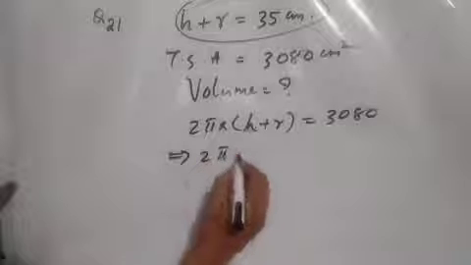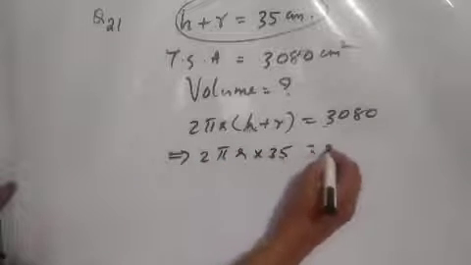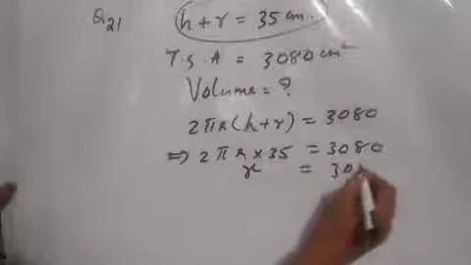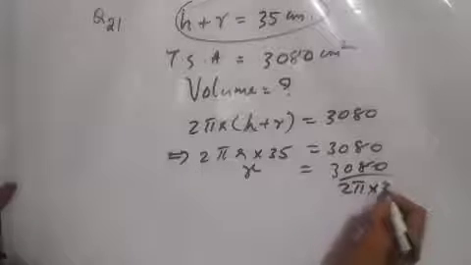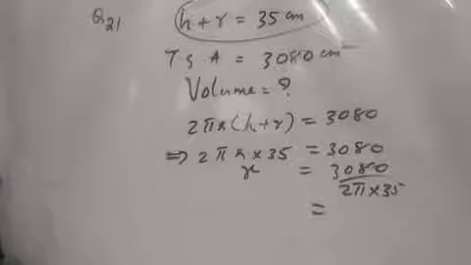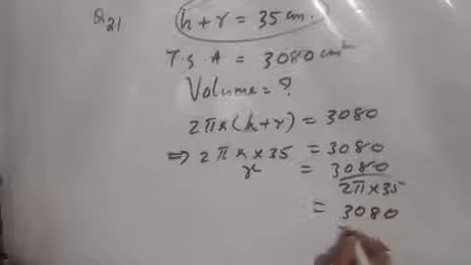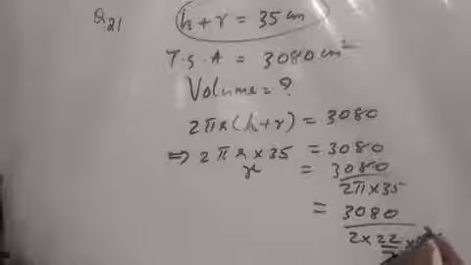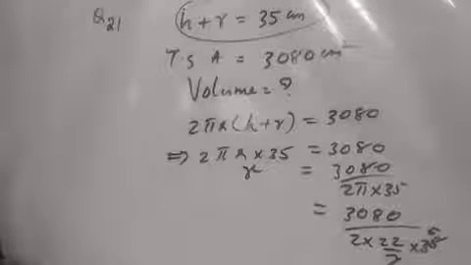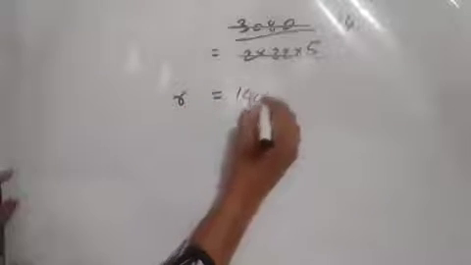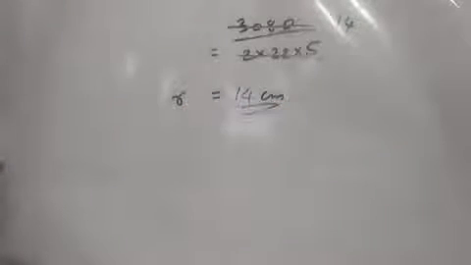2 pi r into 35 gives 3080. So from this relation we can find r. 3080 divided by 2 pi into 35. Okay. So what is the value of pi? It's 22 by 7, no? So substitute that. 3080 by 2 into 22 by 7 into 35. 7 5s are 35. So let us divide. We can divide these two to obtain 14. That is R is equal to 14 centimeter. We get the value of radius.